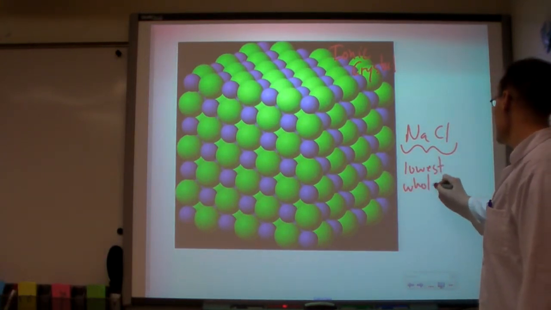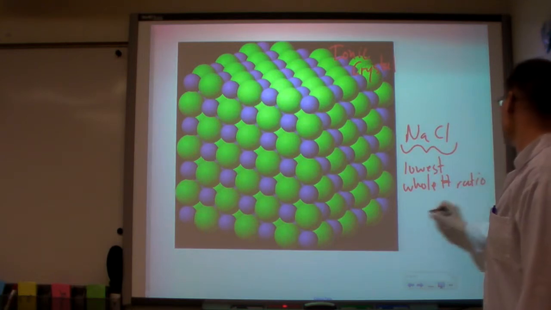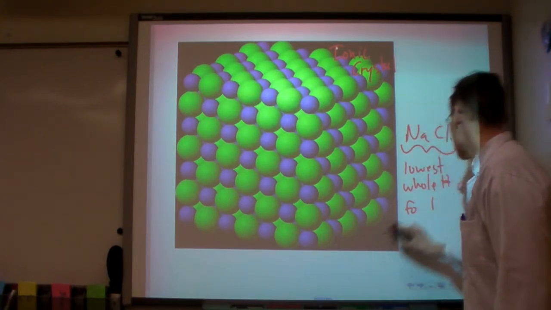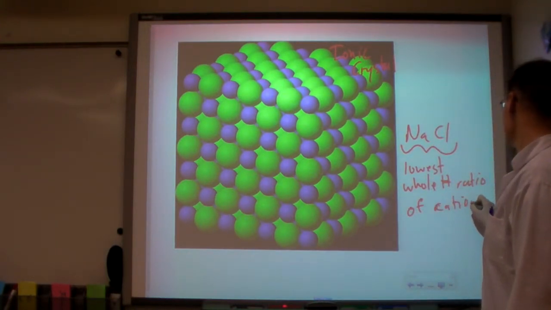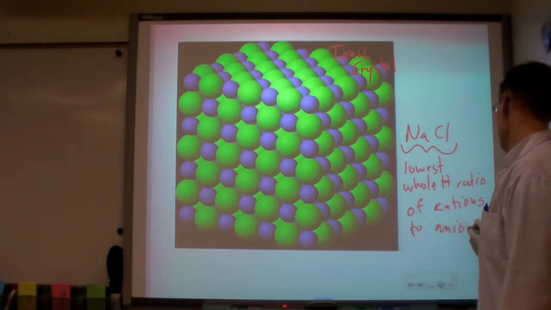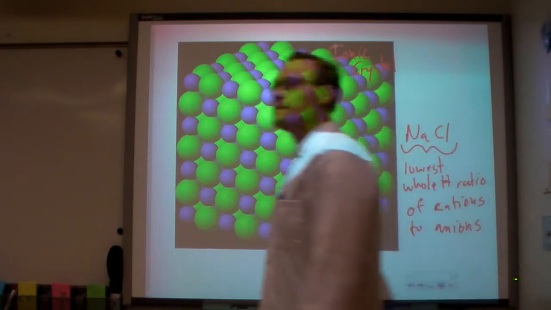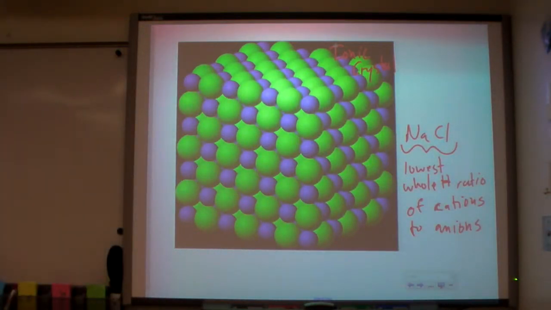Lowest whole number ratio of cations to anions. Yes, you are correct. It is the same as an empirical formula. Can an ionic compound ever have a molecular formula? No. Does it have molecules? No. We just got done saying that. What do ionic compounds have instead of molecules? Formula units. Lowest whole number ratios of cations to anions.